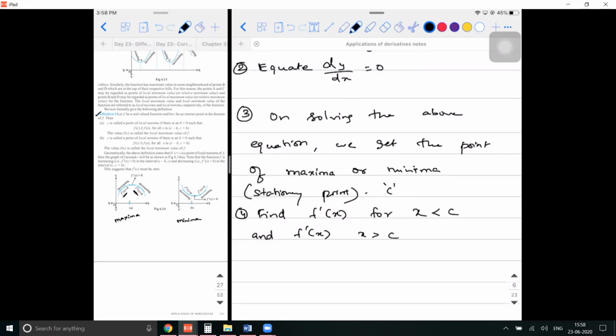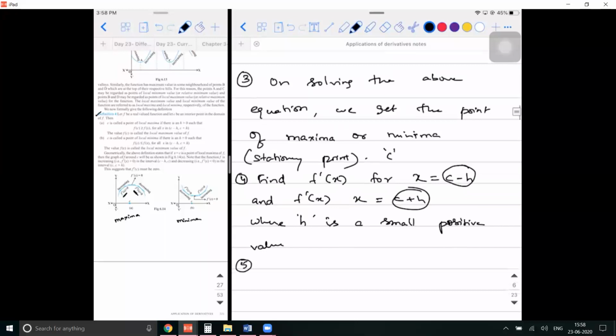When I say x less than C and x greater than C, you should do it for a very small value, or else I can put it like this also. If you can understand it like this, it will be better. At x is equal to C minus h, at x is equal to C plus h, where h is a small positive value. So when I say C minus h, what does it mean? On the left of C. C plus h means on the right of C.